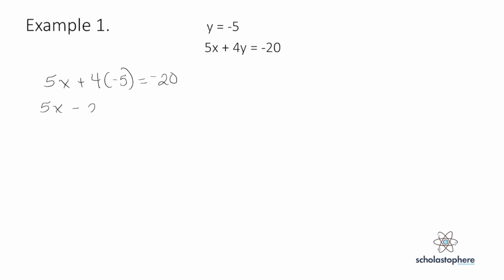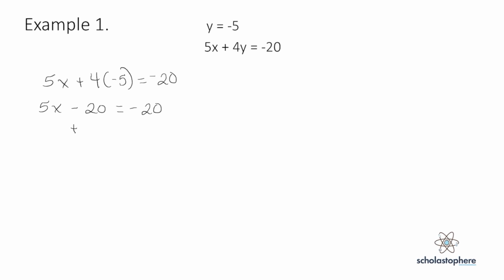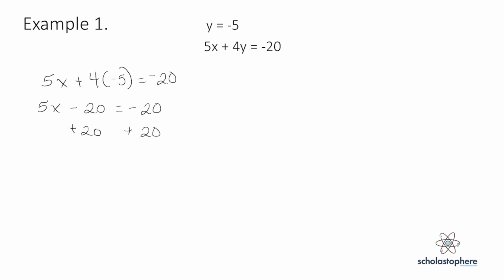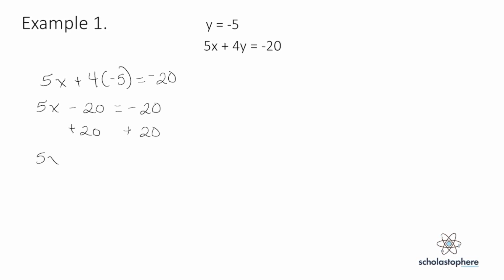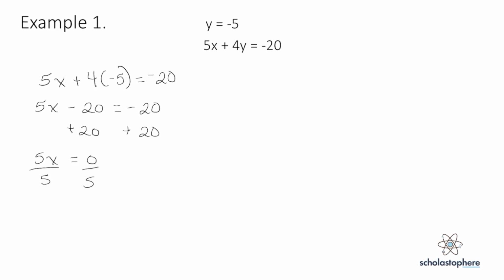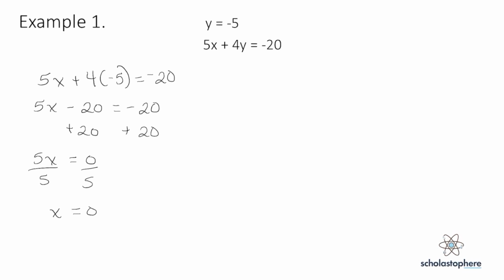Now we can go ahead and distribute. So you'll get 5x minus 20 equals -20. We need to get 5x by itself, and the only way we can do that is by adding 20 to both sides of the equal sign. Once we do that, you should get 5x equals 0. We need to get x by itself by dividing both sides of the equal sign by 5, and x is equal to 0.